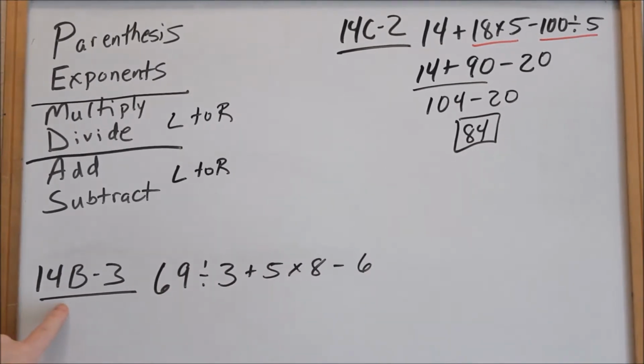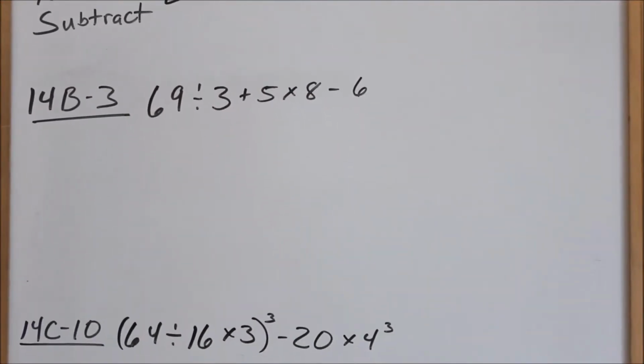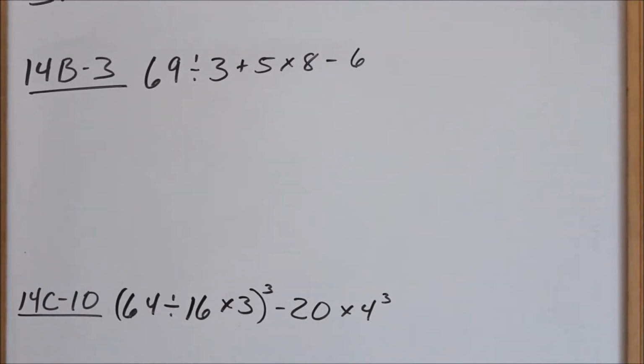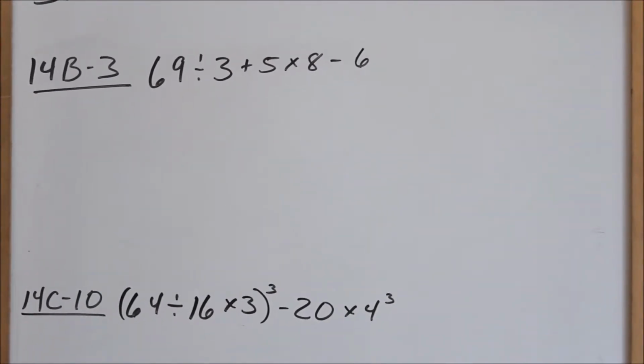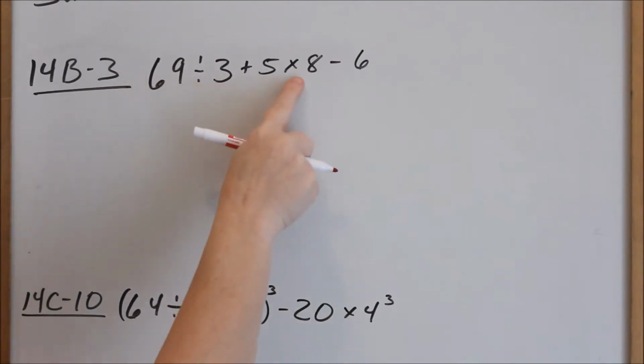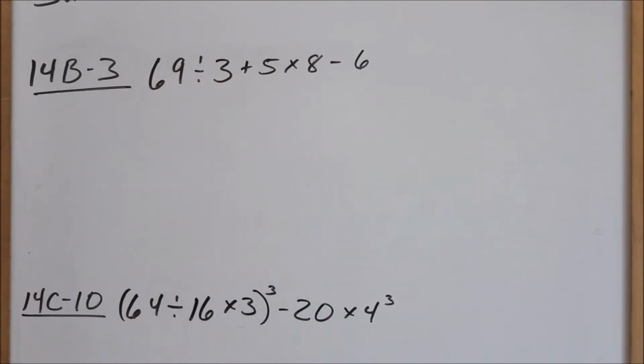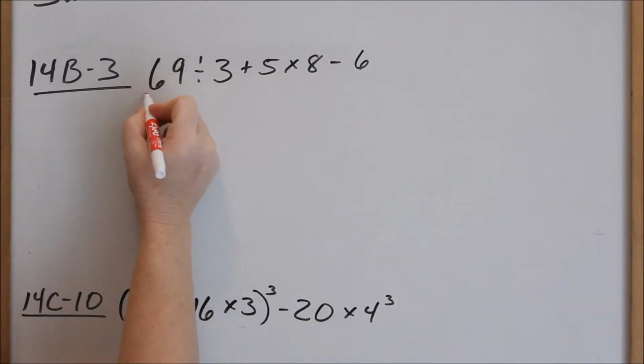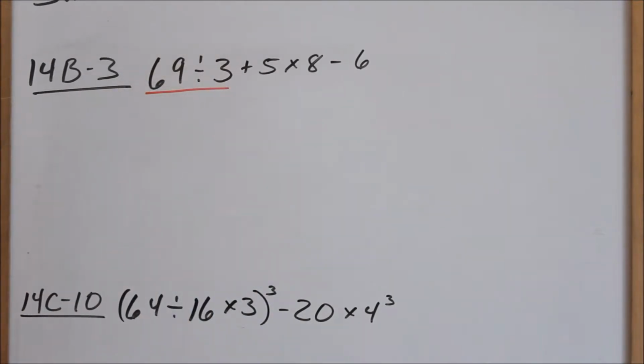Okay, now let's look at 14B number 3. Okay, PEMDAS says do parentheses and exponents first. I don't have any parentheses, I don't have any exponents, so now I'm ready to go to the next thing, which is multiplication and division. PEMDAS says if you have multiply and divide, which I have both of these, you do them from left to right. So I need to do my division first.